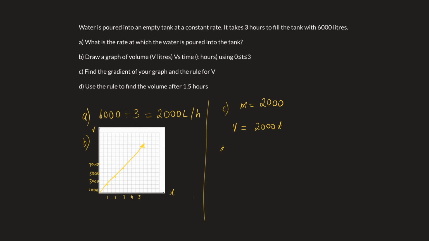And part D, we need to use that rule to find the volume after 1.5 hours. So V equals 2,000 multiplied by 1.5, and that's going to equal 3,000 litres. So after 1.5 hours, there'll be 3,000 litres in the tank.